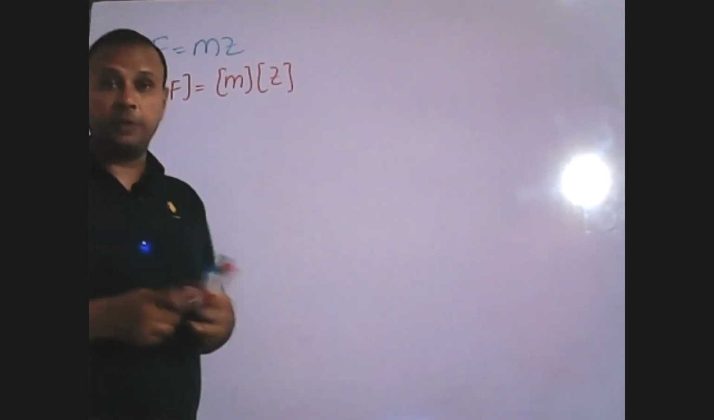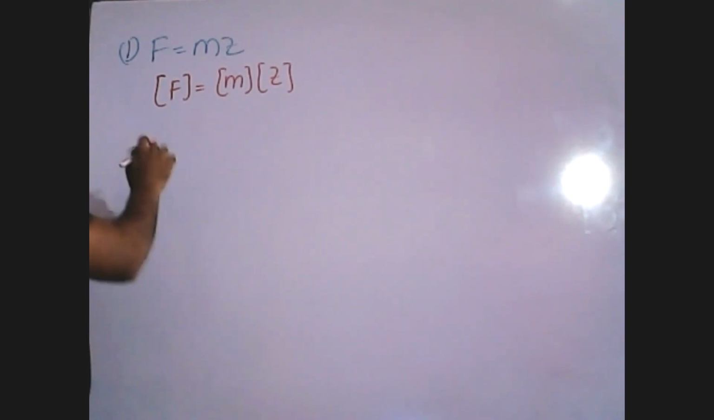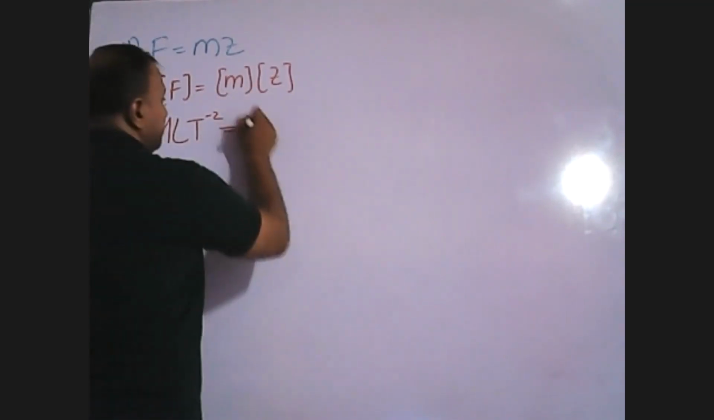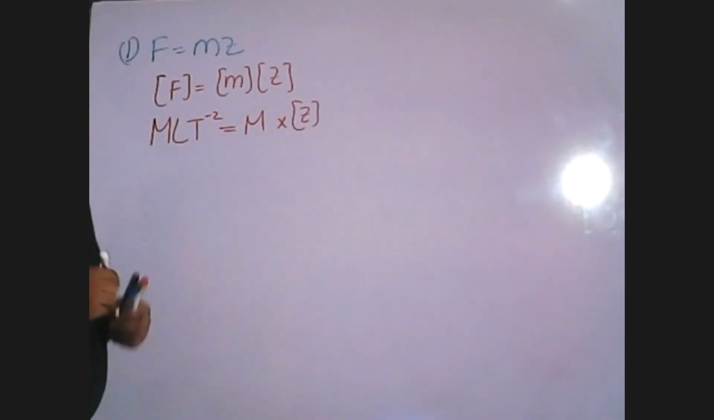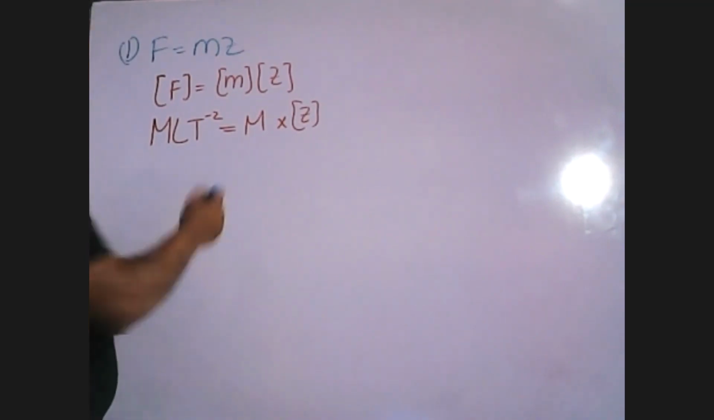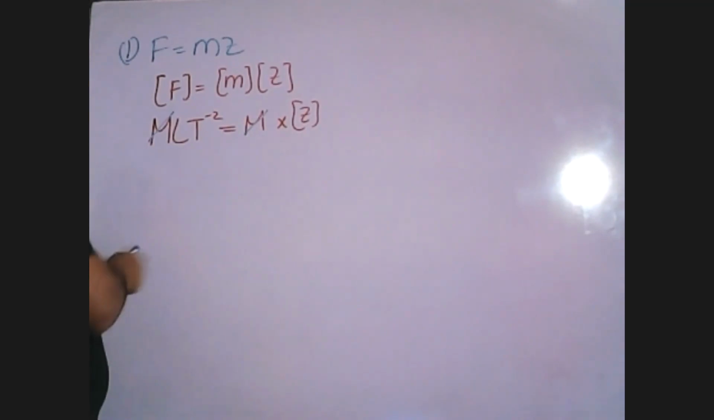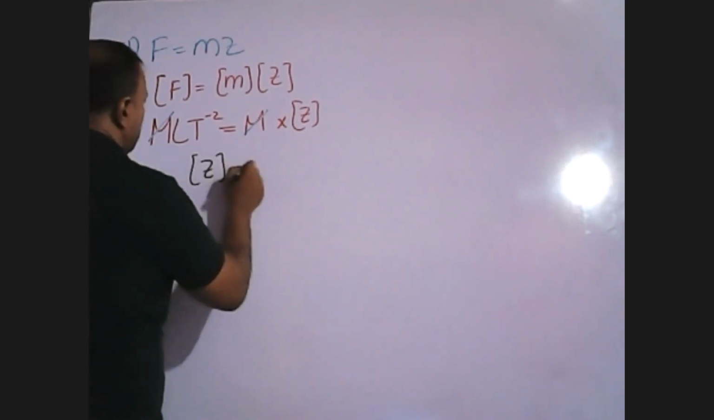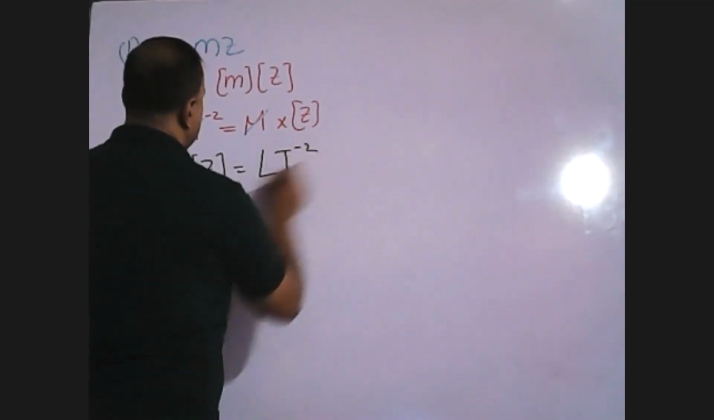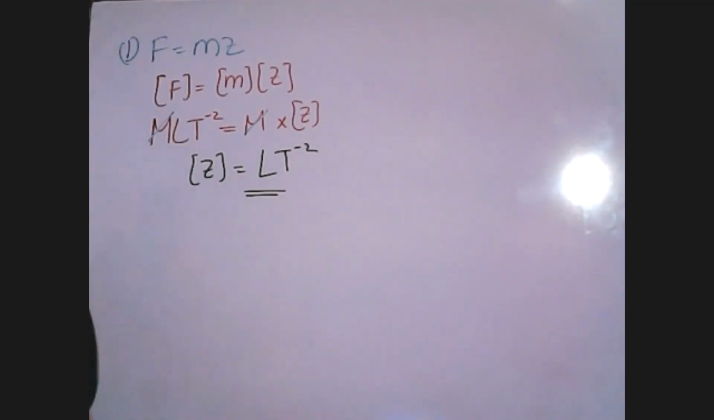Then the dimension of F means MLT minus 2. MLT minus 2 equals the dimension of M, that is capital M, into the dimension of Z. Then M to M will be cancelled out. M to M will be cancelled out. Then I will have the dimension of Z is equal to LT minus 2. LT minus 2. If you have any mistake, please correct that.